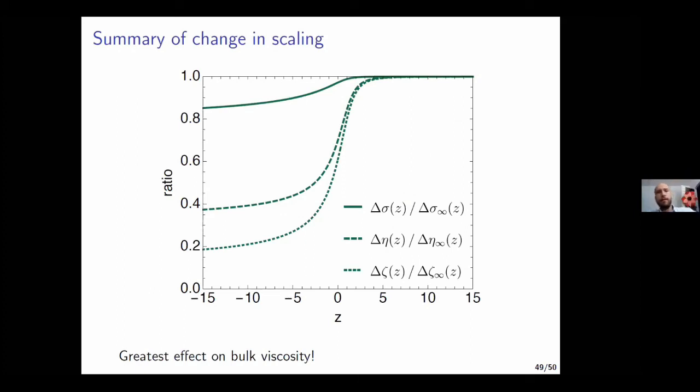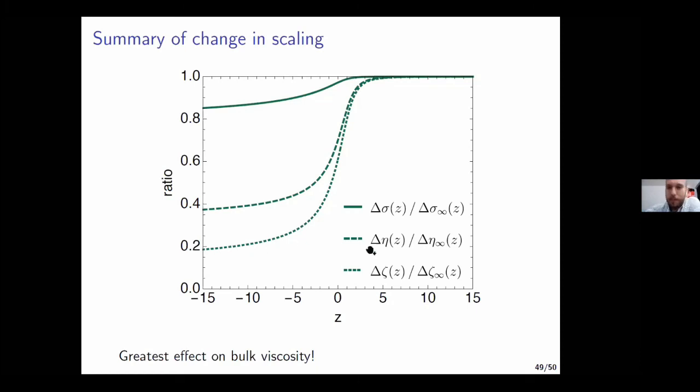Right, and summarizing the change in scaling, what you can do is take the individual transport coefficients, the corrections to the regular part, and divide them by the unbroken phase value of the correction, which we can also compute. So everything is normalized to 1 in the unbroken phase. And now we play the game where we're bringing down the temperature, going past z equals 0, and looking at what happens at small t_c value.